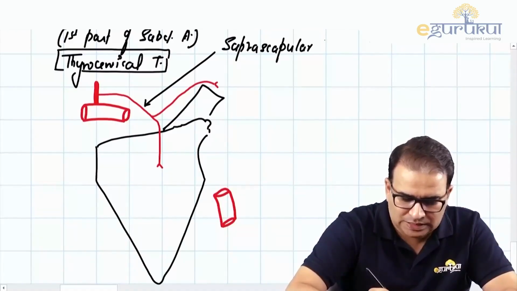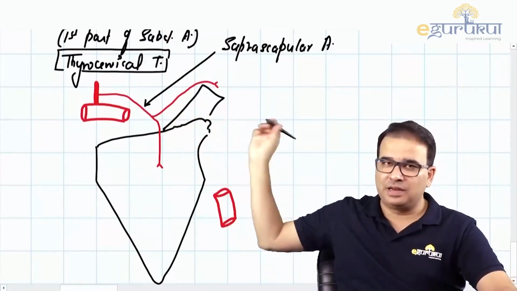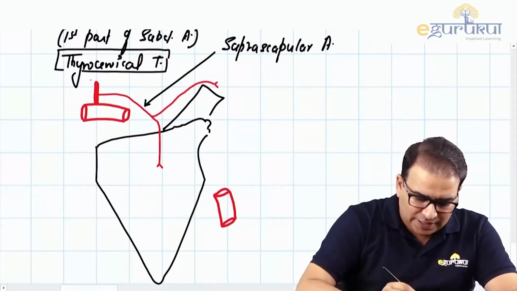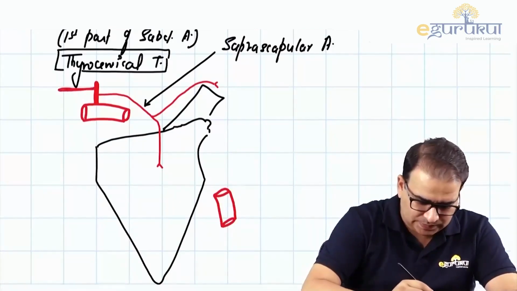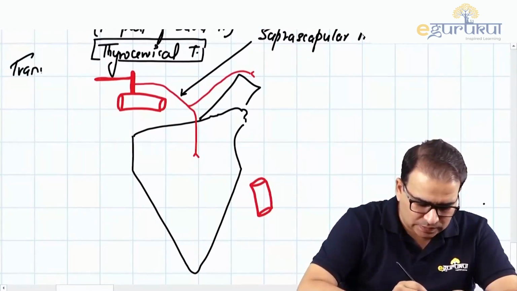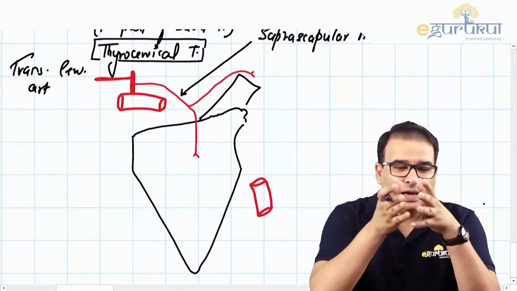That is the suprascapular artery. And as you can see, the acromion branch of suprascapular artery is also there. Another branch here is the transverse cervical artery. Transverse. It's running transversely in the neck. So guys, we call it a transverse cervical artery. And the transverse cervical artery further divides.